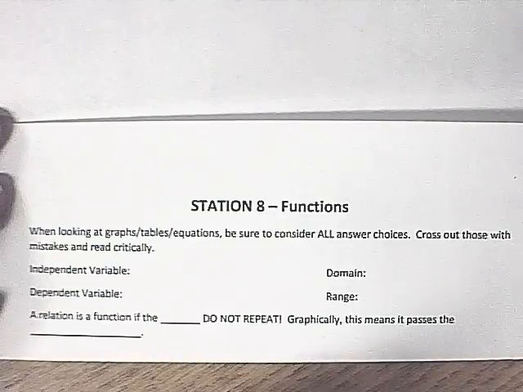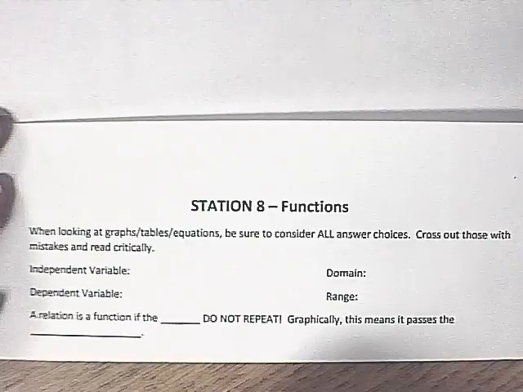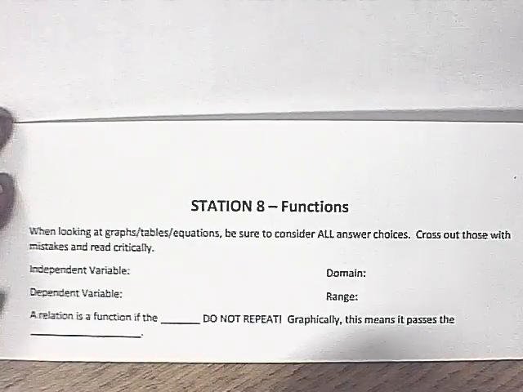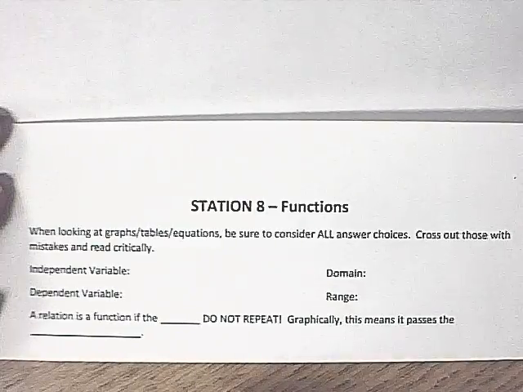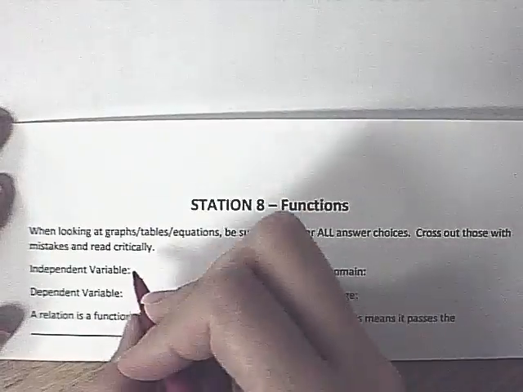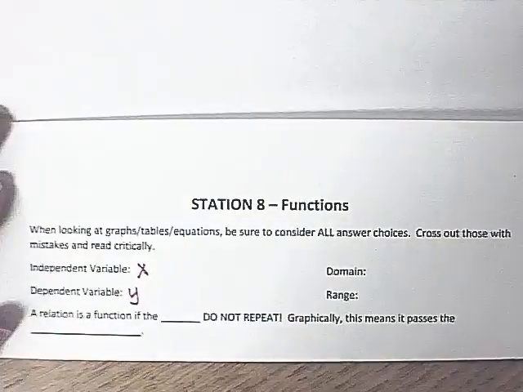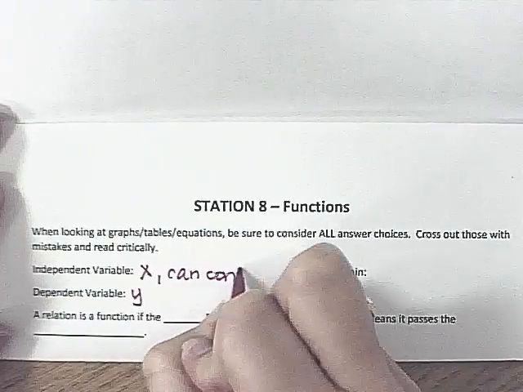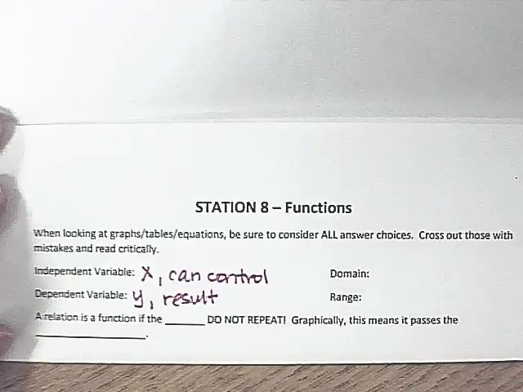If you cross out an answer, it should be because you can prove that it's wrong. Otherwise, you need to consider everything until you see a specific reason why one is right. This is not a good place for guessing. For functions, one thing you need to understand is independent and dependent variables. So you'll remember independent is the x and dependent is the y. In a verbal situation, this is the one we can control, or the cause, and this is the result.